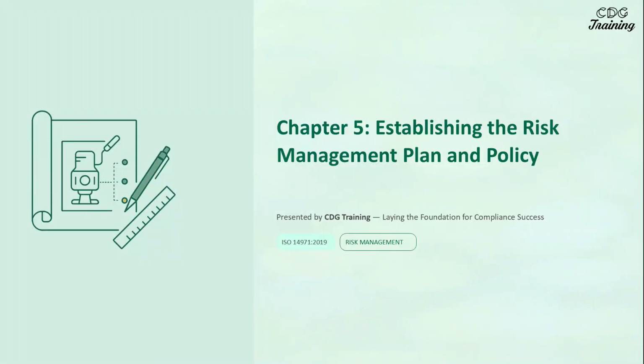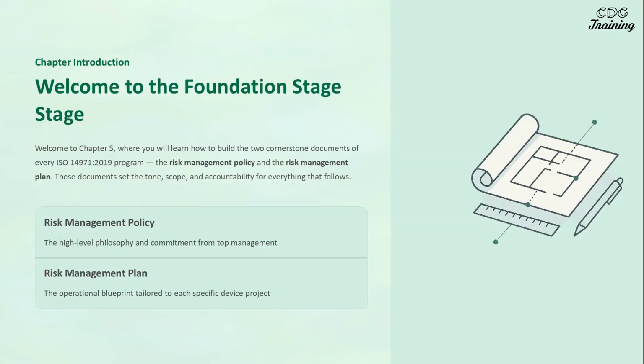Welcome to Chapter 5, where we delve into establishing a robust risk management plan and policy. This chapter is crucial for laying the foundation for compliance success. In this chapter, you'll learn to build the cornerstone documents of the ISO 14971-2019 program, the Risk Management Policy and Plan. These documents set the tone, scope, and accountability for everything that follows.